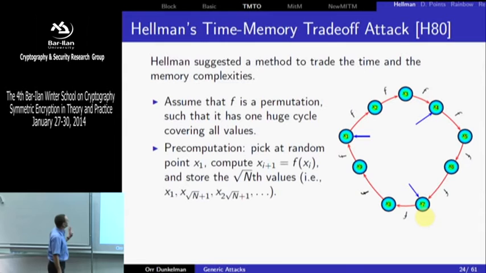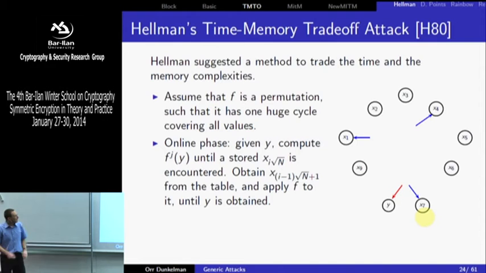In the online phase, I'm given a point y, and I have to find x such that f of x is equal to y. Now for us it's very easy, we know it's like x7. But how do we find it in a Hellman attack? So look, I would be very happy to compute f minus 1. But there is a problem. If f minus 1 was easy to compute, I wouldn't need this entire structure of Hellman attacks. What can I compute efficiently? f. This is the only function I can compute, f. So let's start computing f of y, we'll get to x9. Compute f of x9, we'll get to x1.